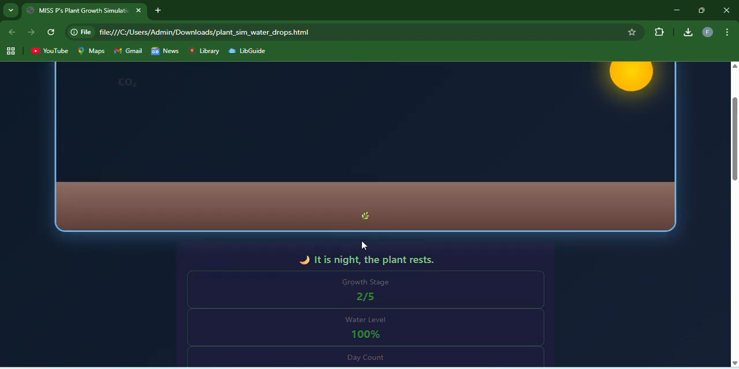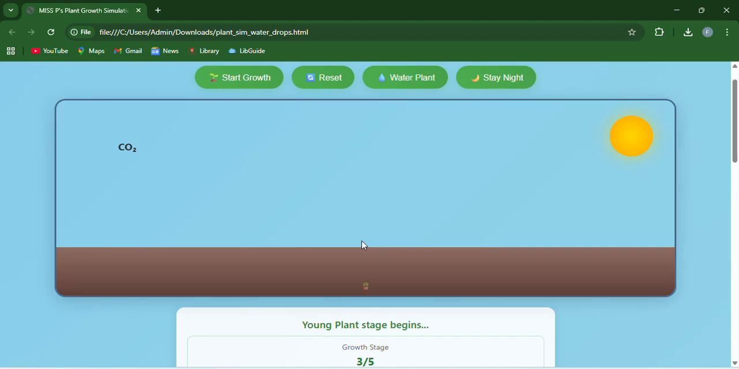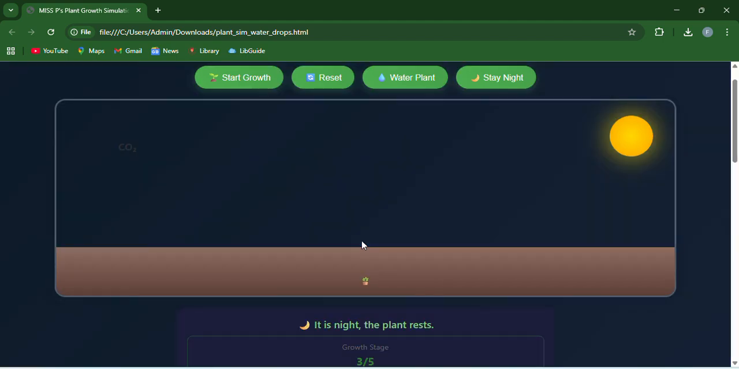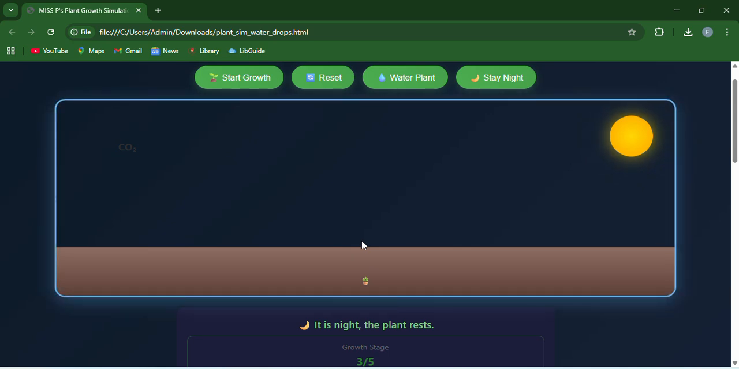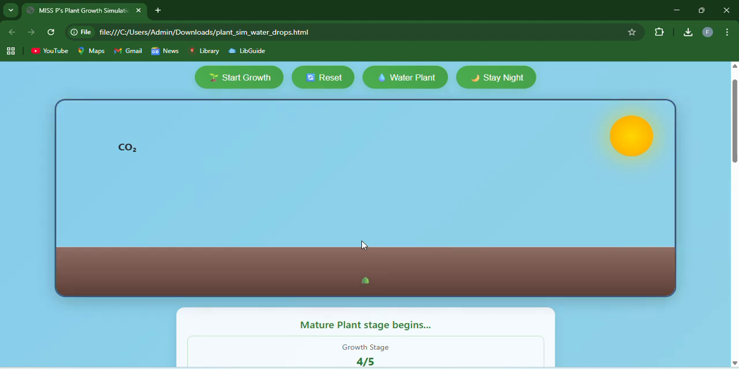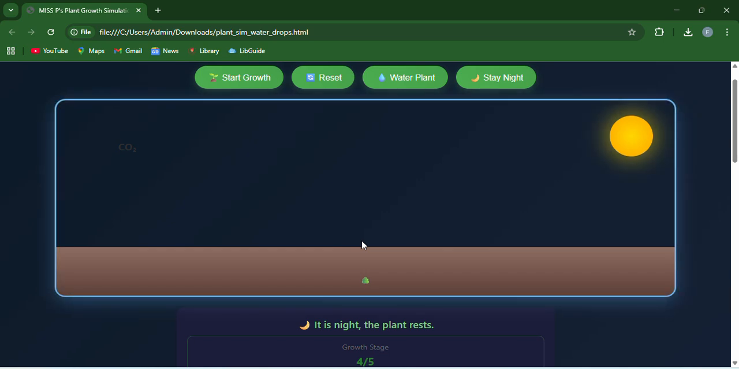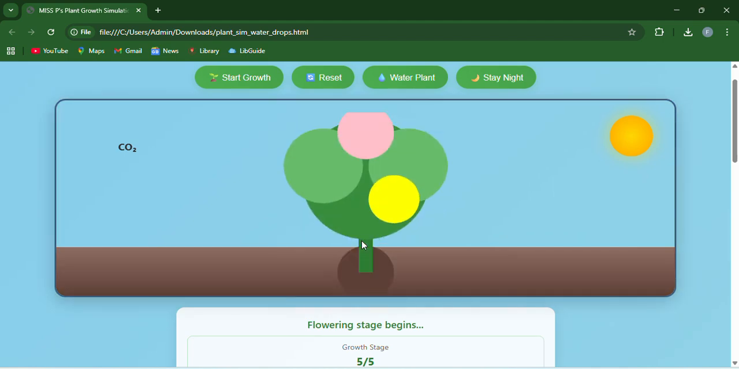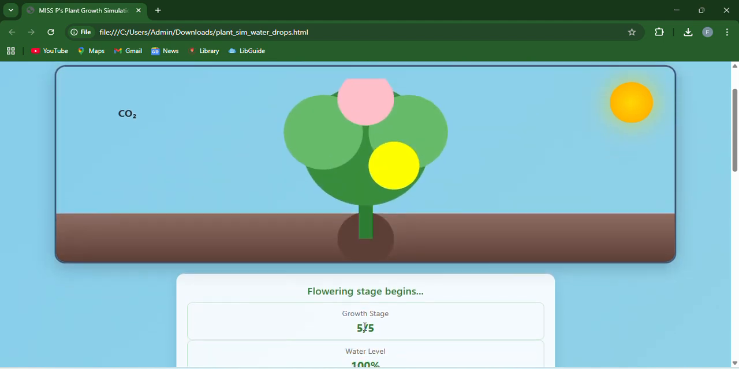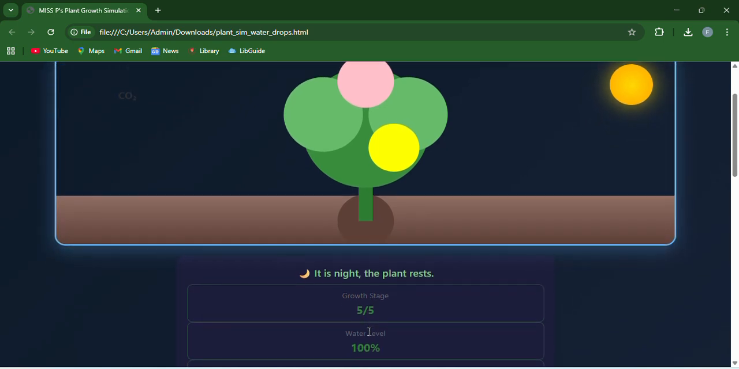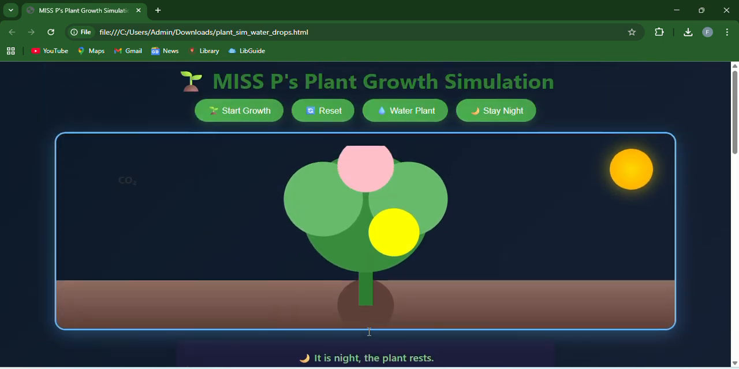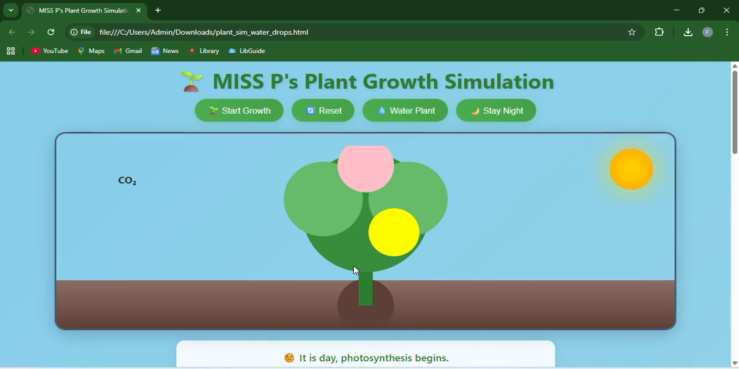As this simulation goes on, I will be reading these captions to help my learners who are auditory to stay engaged throughout the simulation, because you would notice that there is no sound. So I think it will be important for me to speak to at least keep them awake and make sure that they are following. So now you will note that it is at the last stage. The plant is fully mature and we are now good to go.